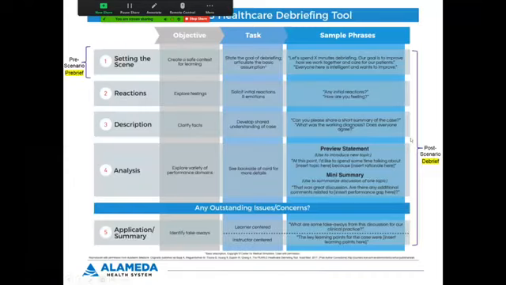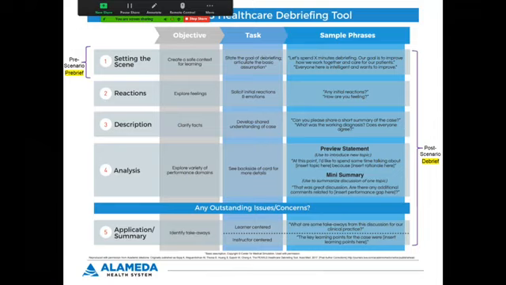You're then going to go ahead and pull out this tool. And this is a great little tool as it gives you some sample phrases. And as you debrief more and more, you're going to focus on different aspects of this structure. And you're going to build up a little repertoire of questions that you can use for any scenario. And it's going to help you guide it along.